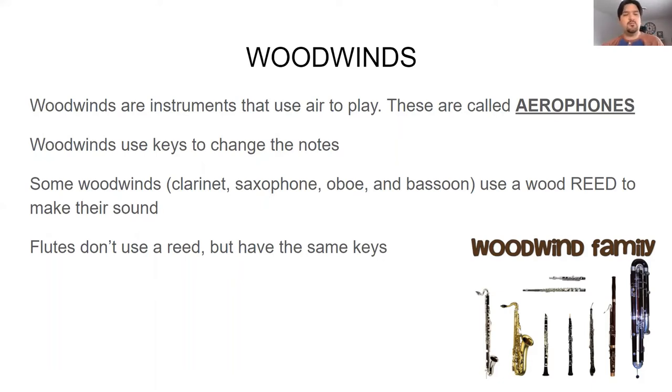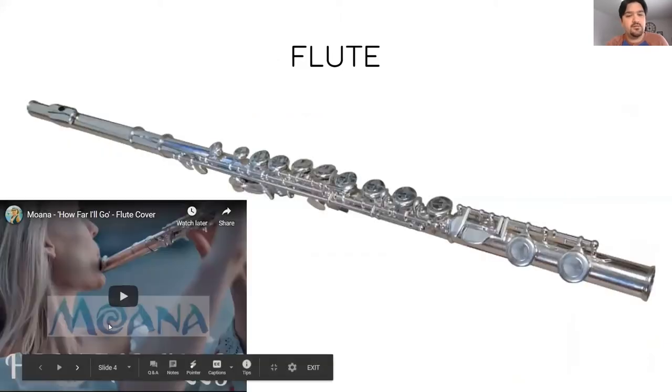So now that we know what a woodwind is and kind of how an overall woodwind works, we're going to go down to each individual instrument. And we are going to start with the flute.